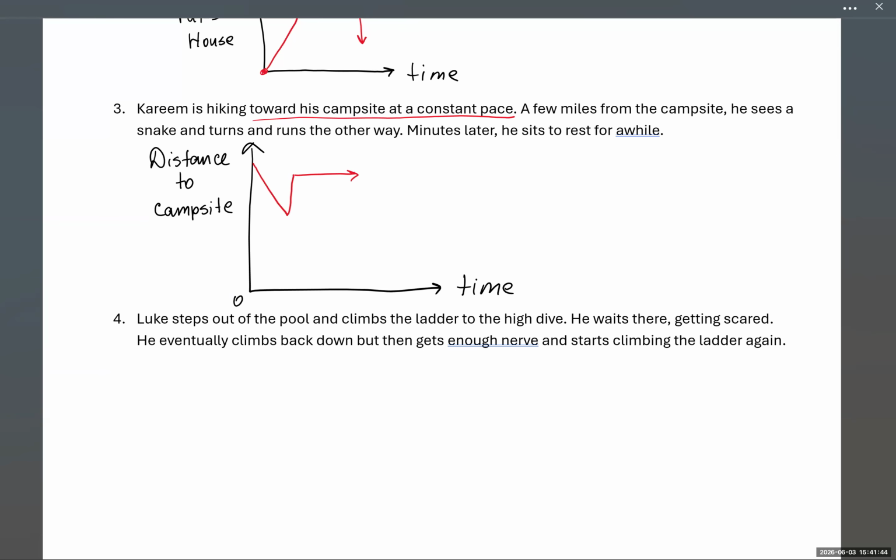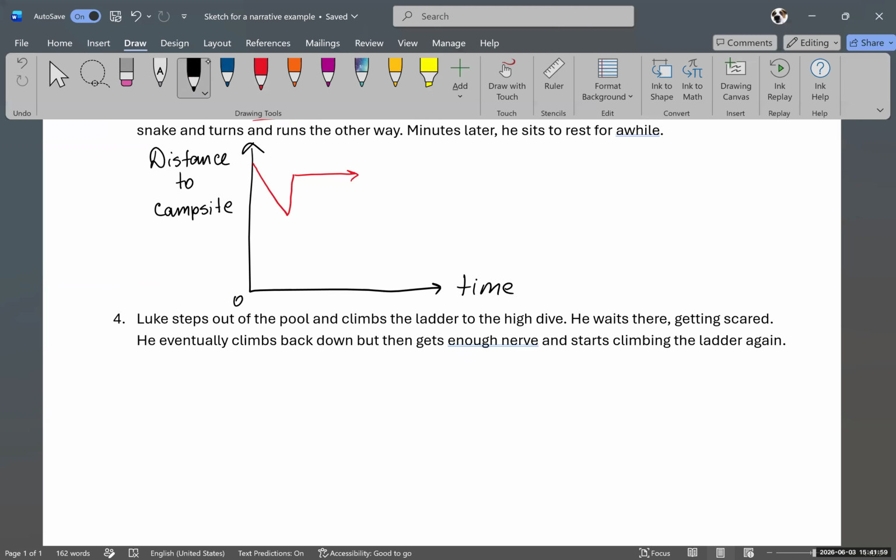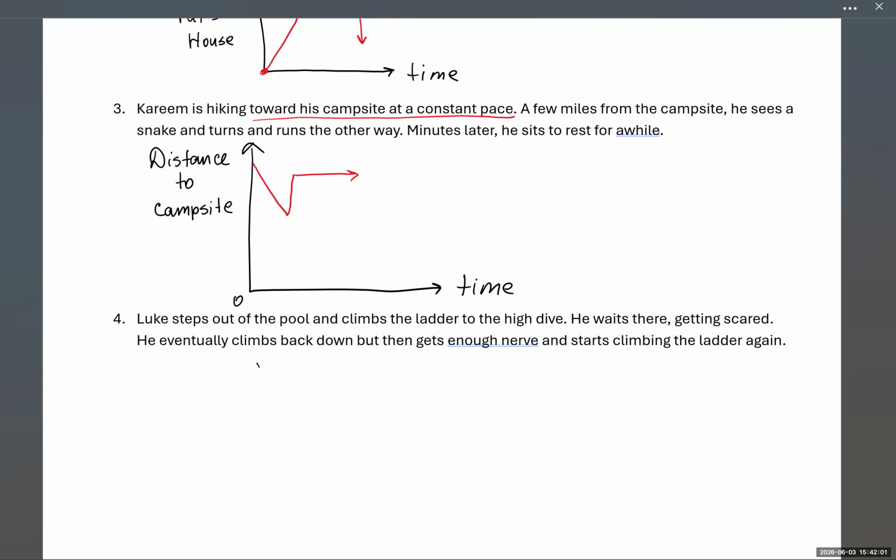And then the last one, Luke steps out of the pool and climbs the ladder to the high dive. He waits there, getting scared. He eventually climbs back down. Then he gets enough nerve and starts climbing the ladder again. Okay. X and Y axis. This is time. And this is distance above the pool.